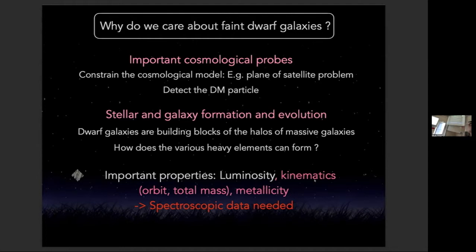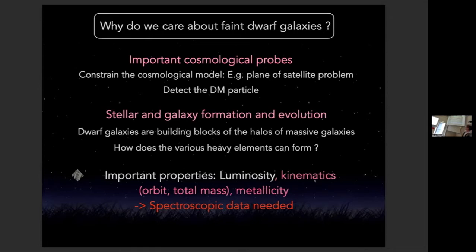They are the building blocks of the halos of massive galaxies, so they are very cool systems to study if you want to understand the very different pathways that stars can take to form elements. But for this talk, I'm going to focus mainly on 2 of these properties: the kinematics, for which you get the orbit, but also the dynamical mass from the velocity dispersion of the system, and also the metallicity of these satellites.